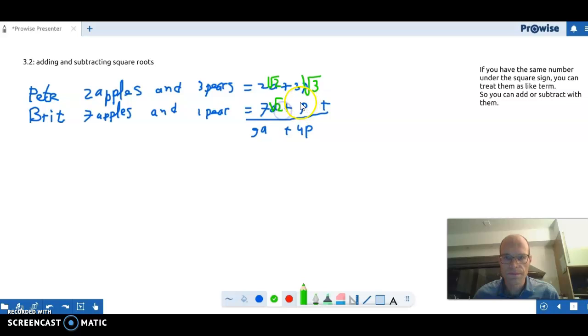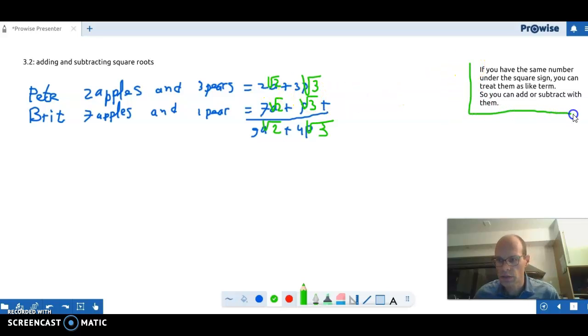Then if Pete has 2 square root 2 plus 3 square root 3, and Brit has 7 square root 2 plus square root 3, if we want to add that, we add the square roots of 2, so 2 plus 7 is 9 square root of 2, and we add the square roots of 3, so 3 plus 1 is 4 square root of 3. They are like terms. They have the same root, so you can add and subtract them just like you would do with x and y or a and p.